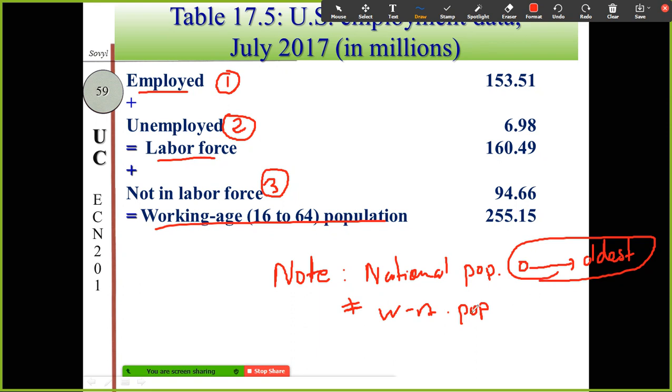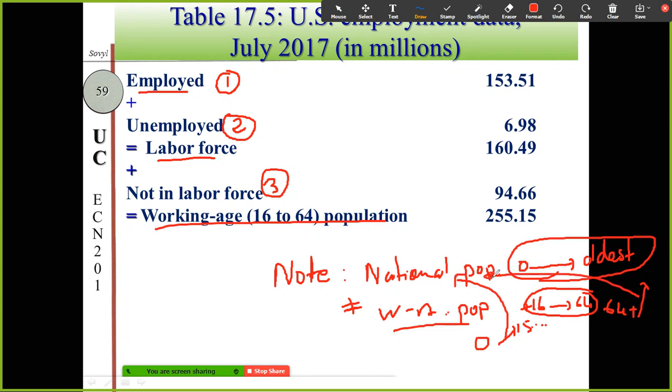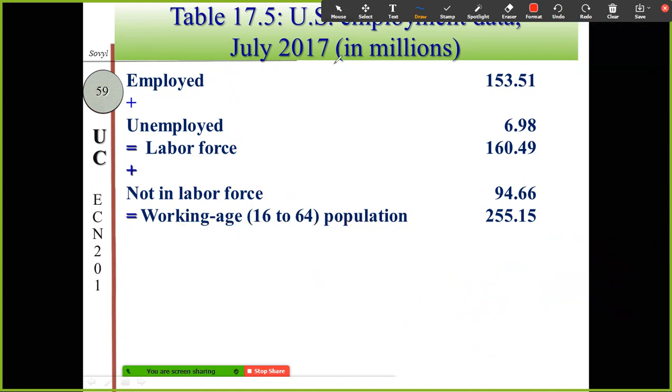However, for working age population, we just count the people who are 16 to 64. That's why those from 0 to 15, 15 point something, and over 64, we do not count into working age population. But they count into national population. So to summarize, working age population must be less than national population, because working age population does not capture the children and the oldest people. That's why some students so far confuse working age population with national population. They are not the same.